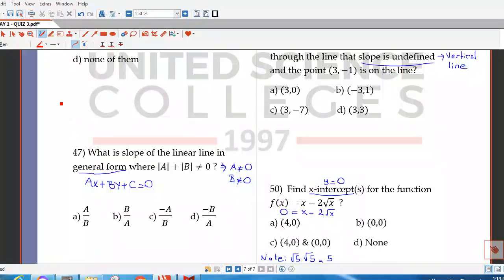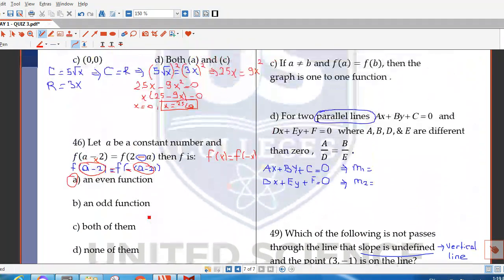Question 47. General form of a line: ax plus by plus c is equal to 0. And this information, the absolute value of a plus the absolute value of b cannot be 0, means a and b should be different than 0, and the slope will be found as negative a over b. Negative a over b is the slope of the given line.